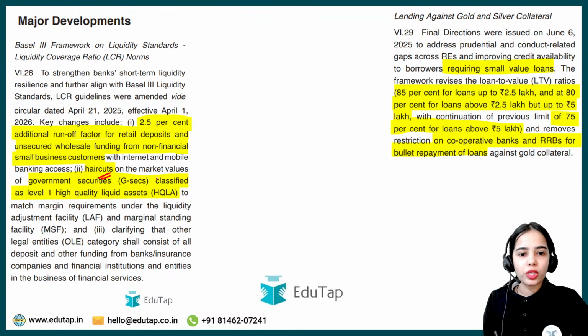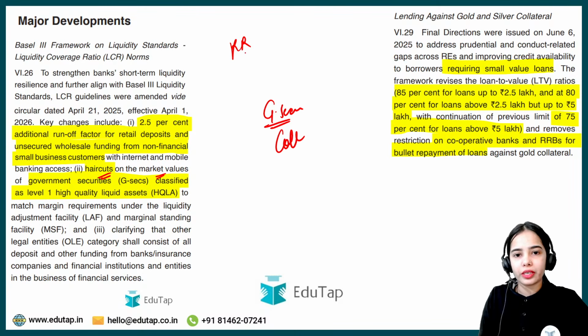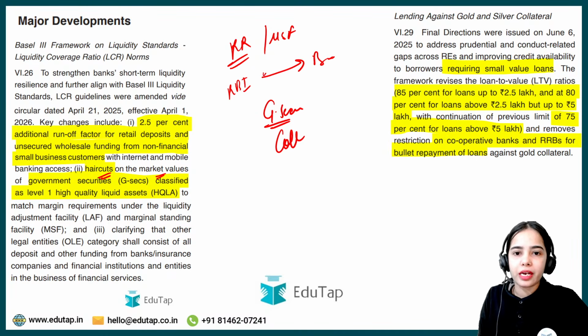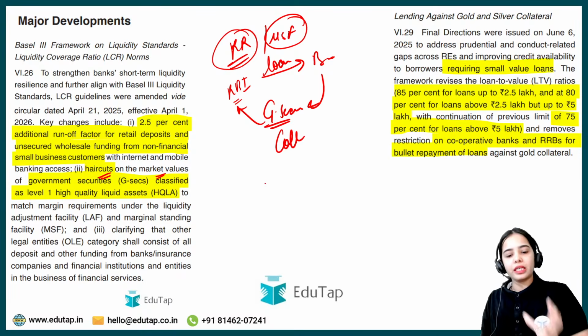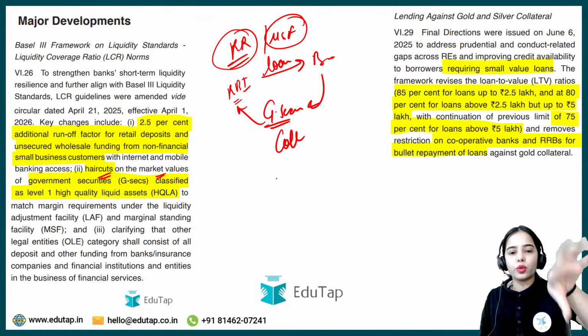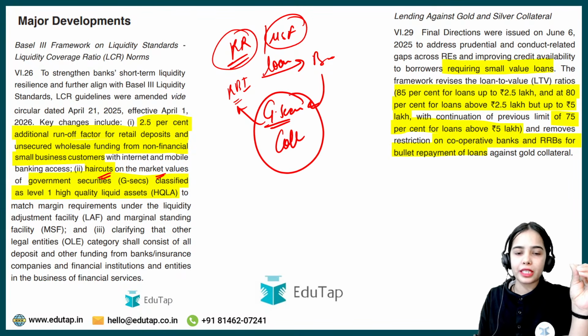Next is haircut on the market values of government securities. Whenever we see government securities, they are being used as collateral under the repo rate. So under the repo rate, under the MSF, the government securities are being used as collateral. So if RBI is lending to the banks, RBI is providing the loan to the banks under the repo rate or under the Marginal Standing Facility, the banks have to provide collateral to the RBI in the form of government securities.